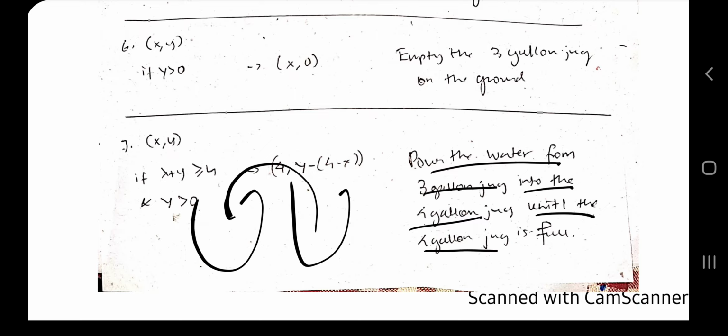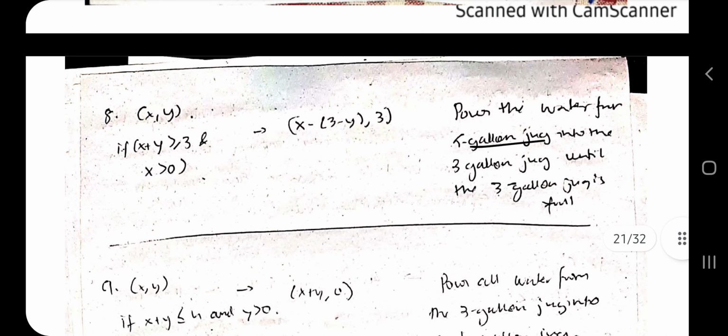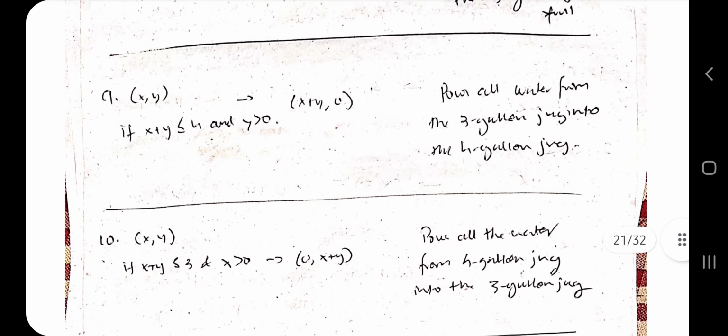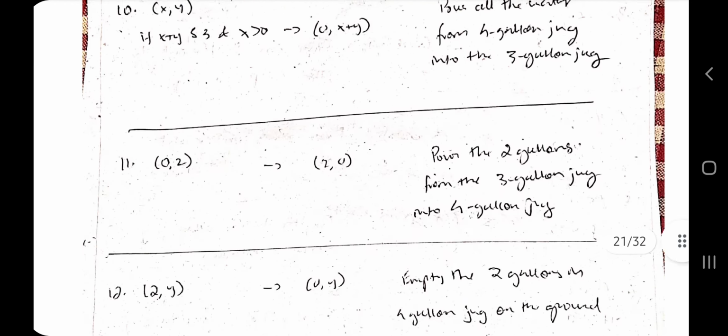Pour the water from the 3 gallon jug into the 4 gallon jug until the 4 gallon jug is full. Keep pouring from the 3 liter until 4 liter becomes full. The reverse can also be done. Pour from 4 liter jug to 3 liter jug until 3 is full. Then pour all water from the 3 gallon jug to the 4 gallon jug. Whatever is there in the 4 gallon, pour it into the 3 gallon.